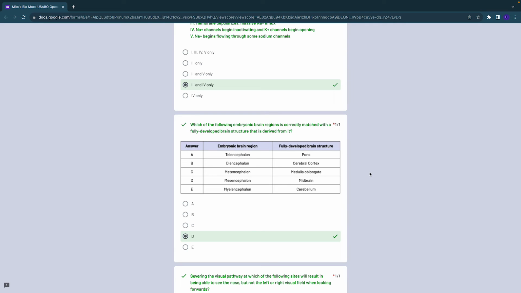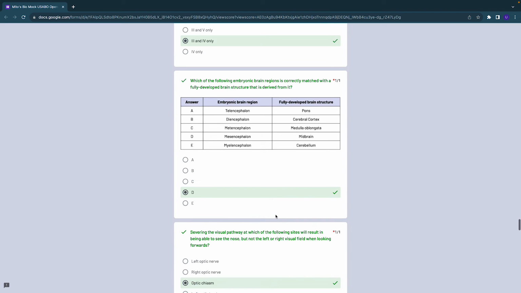And this one, basically just know your embryonic brain regions and what they lead to. So the telencephalon does not lead to the pons. The diencephalon doesn't lead to the cerebral cortex. The telencephalon does. Metencephalon doesn't lead to the medulla oblongata. The myelencephalon does. Mesencephalon actually does lead to the midbrain. And the myelencephalon doesn't lead to the cerebellum. So the answer is D.